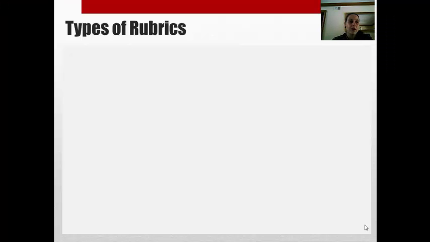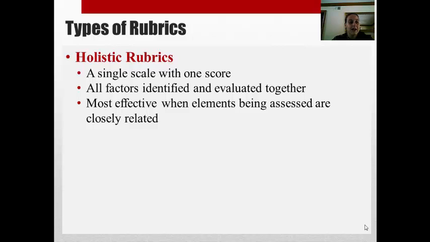Okay, so now we're going to talk about the different types of rubrics, because rubrics represent a really important component of alternative and authentic assessment for teachers. So a rubric can either be holistic or analytical, or a combination of the two. So a holistic rubric consists of a single scale where all the factors that are to be evaluated are identified together for each level of performance. Okay, so this might be like a checklist or a description of each attainable level of performance.